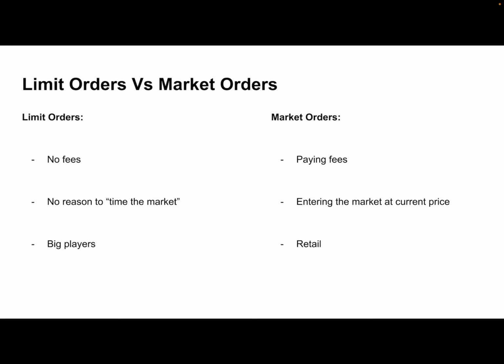First of all, we have to understand what limit orders and market orders are and why they're important for you. These two things could be just two buttons you see on your exchange. If you press one of them, you can choose the price you want to enter. If you choose the other one, you enter the market right now at the current price. But it's actually so much bigger than that.